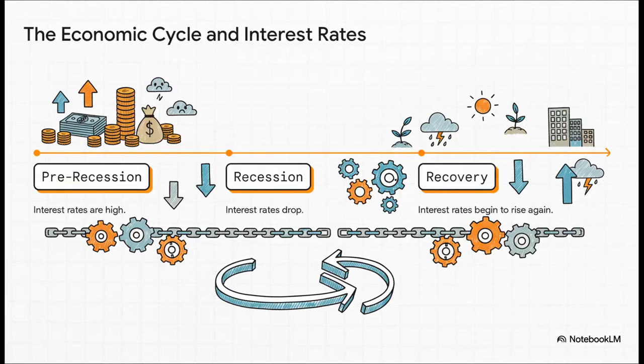You can see it in this cycle, right? Before a recession hits, interest rates are usually pretty high. Then, bam, the economy enters a downturn and they fall, only to start climbing back up when things get better. This is absolutely not a coincidence. There's a powerful, almost mechanical connection at play here.